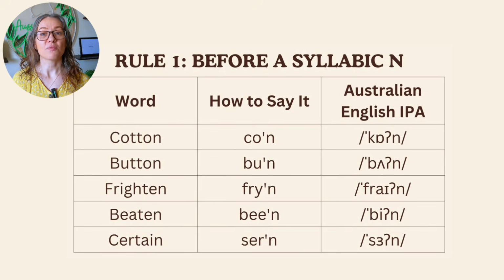Beaten. Instead of beaten, you can say beaten. Not certain, it's certain. So say it with me. Cotton, button, frighten, certain. Can you feel where that happens? So it's not your tongue making the t. It's a really kind of brief catch in the throat here.